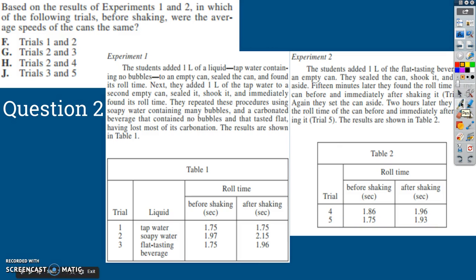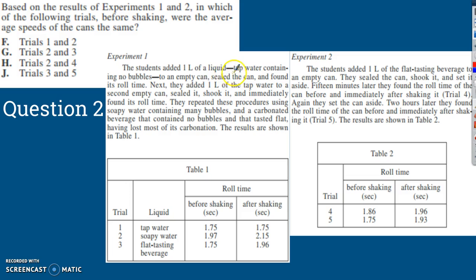All right, question number 2. We're looking at experiments 1 and 2, two different experiments in the same question. So the students added 1 liter of a liquid in experiment 1, tap water containing no bubbles, to an empty can, sealed the can and found its roll time. Next, they added 1 liter of tap water to a second empty can, sealed it, shook it, and immediately found its roll time. They repeated these procedures using soapy water containing many bubbles and a carbonated beverage that contained no bubbles and that tasted flat, having lost most of its carbonation.